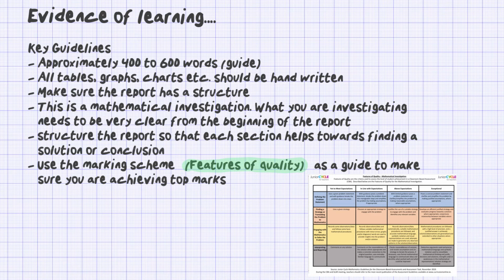Okay, so the CBA needs to be approximately 400 to 600 words. Okay, so that's the guide that they gave us. That's a guide that the Department for Education gave us. You can obviously go above that and you can go below that, but a guide would be approximately 400 to 600 words. So in other words, they don't want to take it up. They don't want you to drop everything and drop all your other subjects and just focus on maths for 3 weeks. That's not what they're expecting.